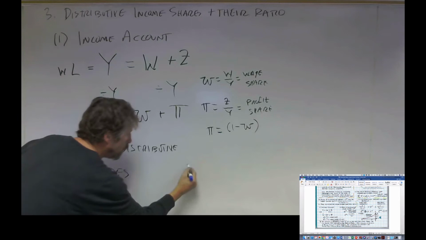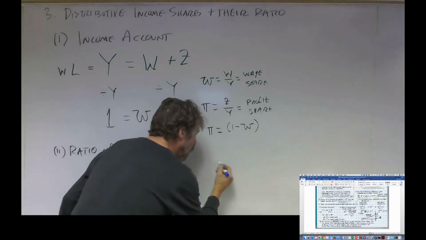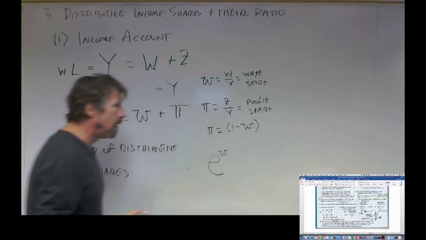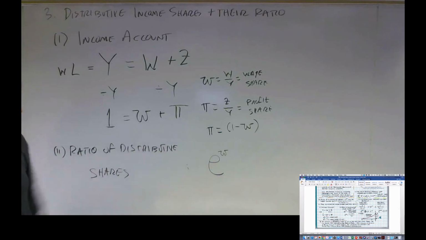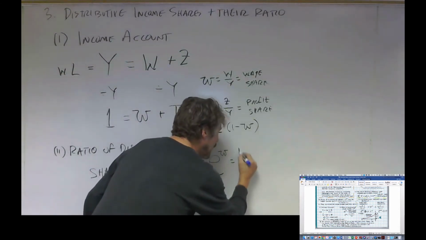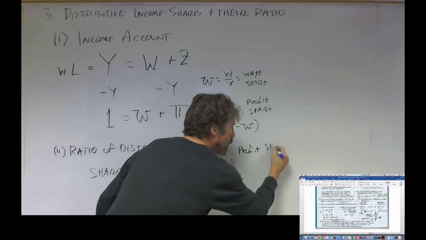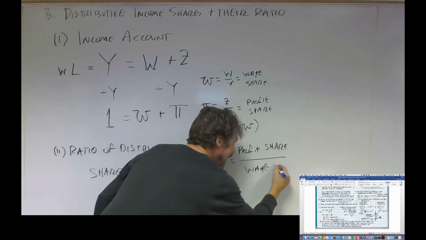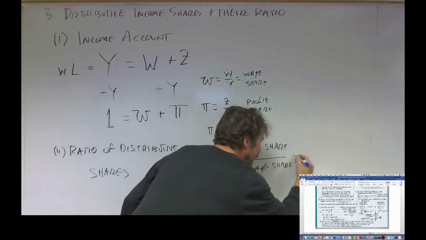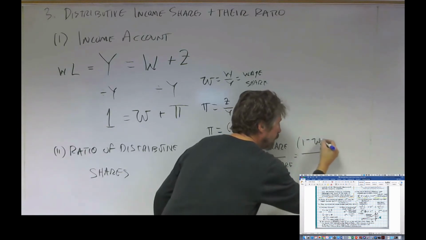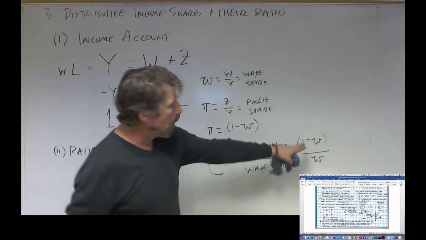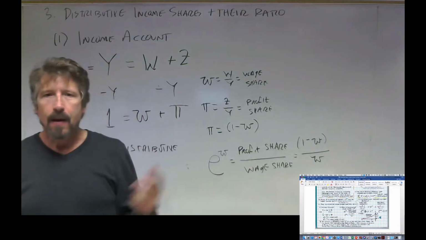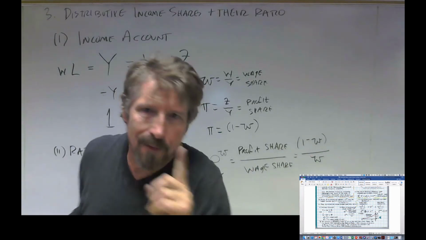And so the ratio of distributive shares, this says here that the ratio of distributive shares E at whatever the wage share is. So it's going to be E sub superscript omega, equal to the profit share over the wage share, and this is going to be 1 minus omega over omega, is how you're going to see me express it. 1 minus omega over omega. And the reason why we use 1 minus omega over omega instead of using pi over omega is because we can reduce the ratio to only one variable, omega.